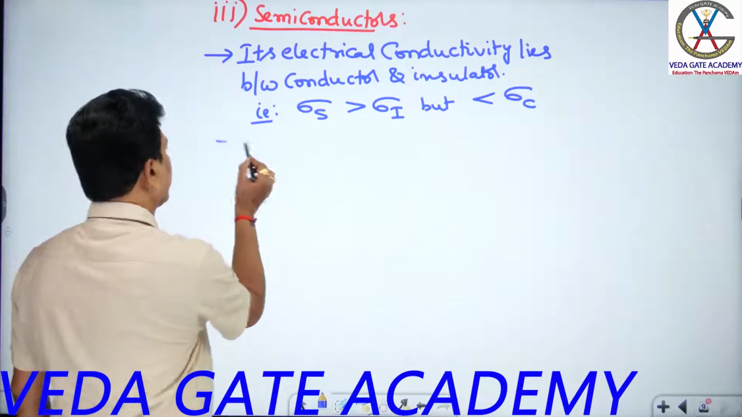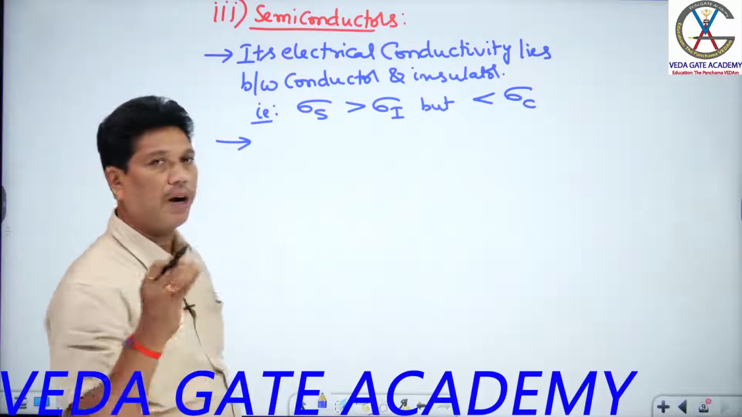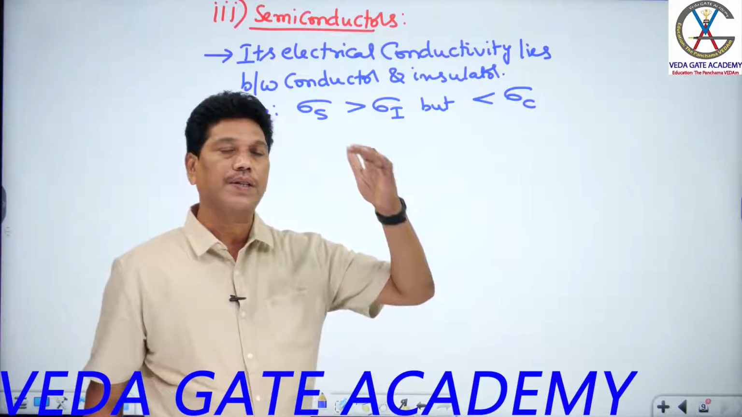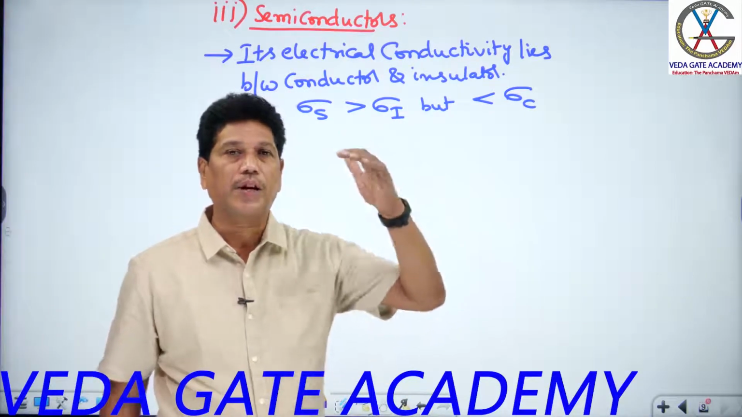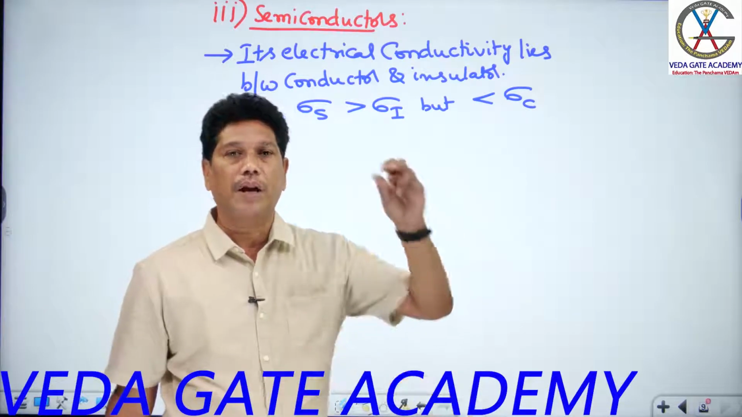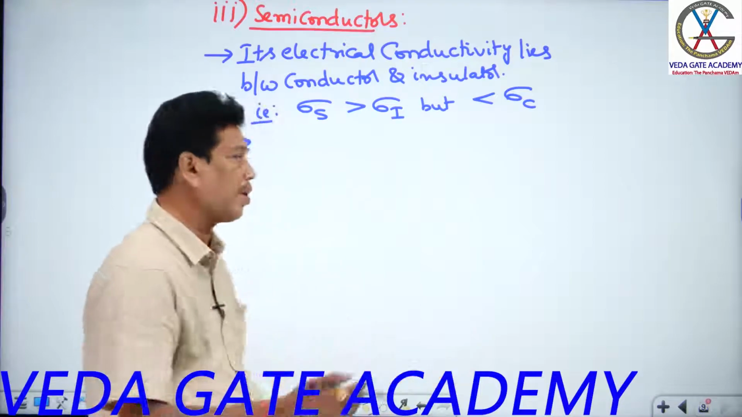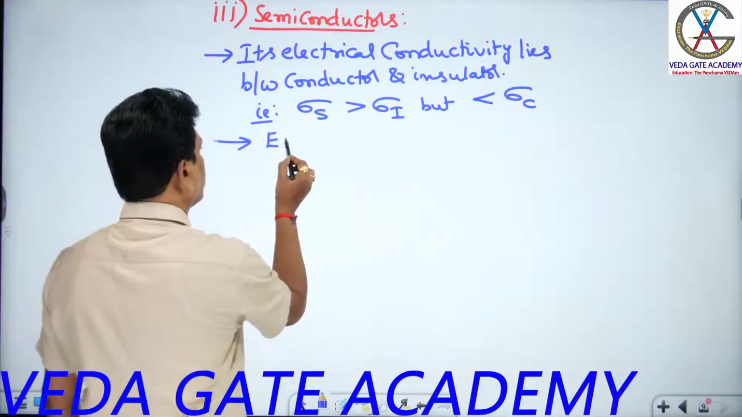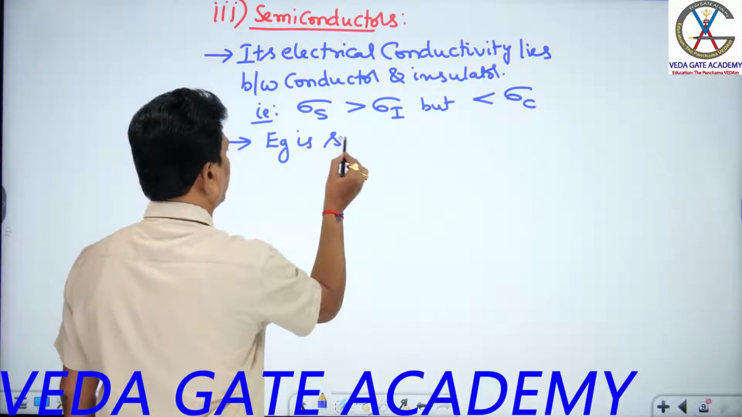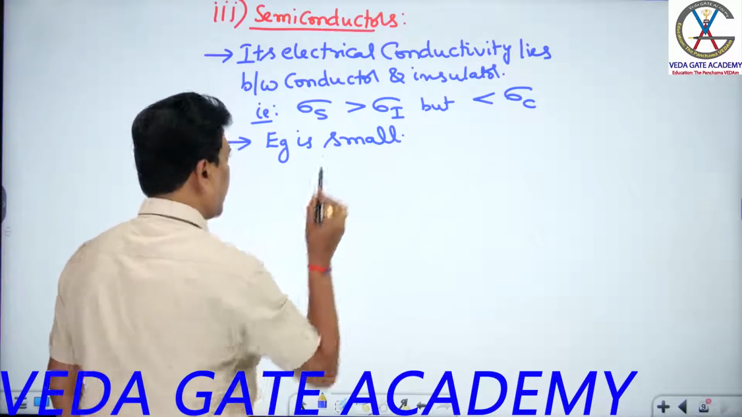As compared to conductors and insulators, the energy gap is moderate, small. In the case of conductors, the energy gap is almost zero. In the case of insulators, the energy gap is too high. But here it is not much high, not zero, sir. It is moderate, very small, around 1 electron volt. Right, students? The energy gap is small.